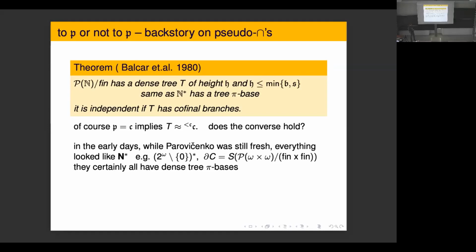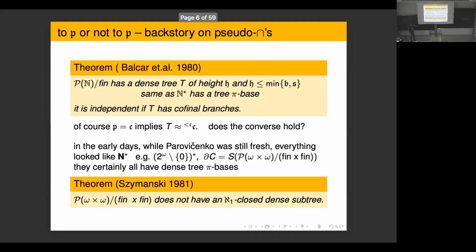And I just wanted to mention this beautiful result in the early days by Andrzej Szymański. He noticed that in ZFC, that structure, the one that under CH is an exact copy of N star, never has a lot of closed dense subtree. So that was really interesting. And so not having that closed is very connected to pseudo-intersection numbers.